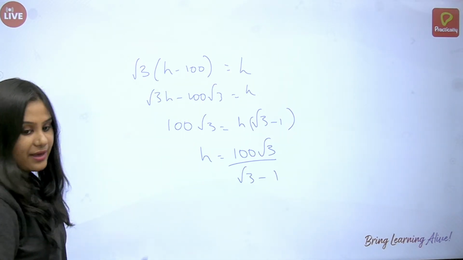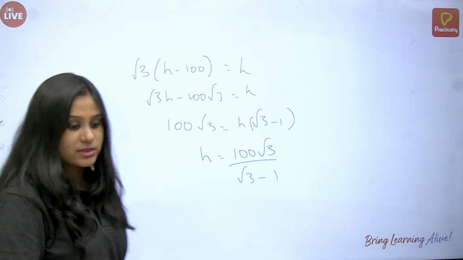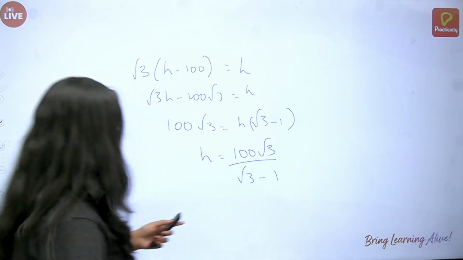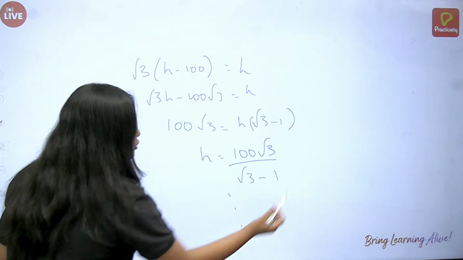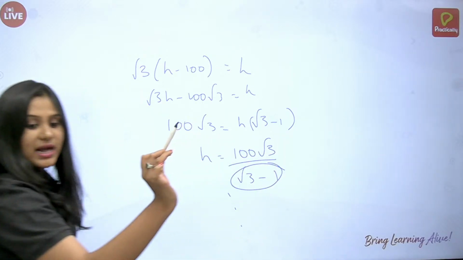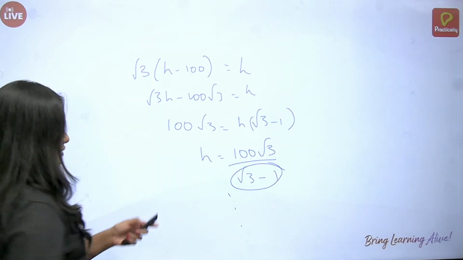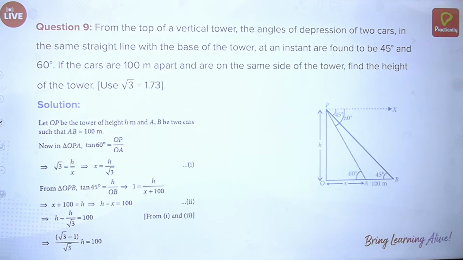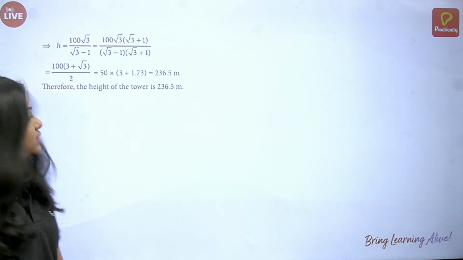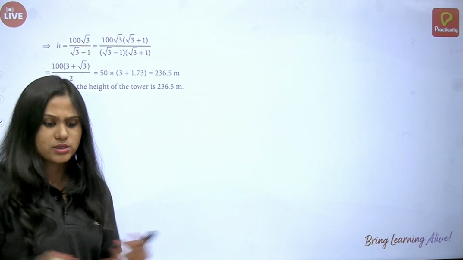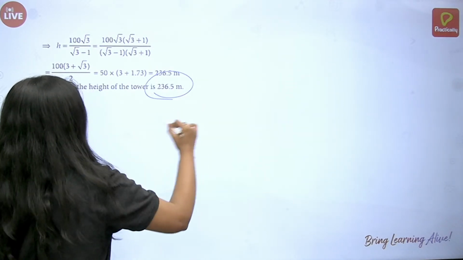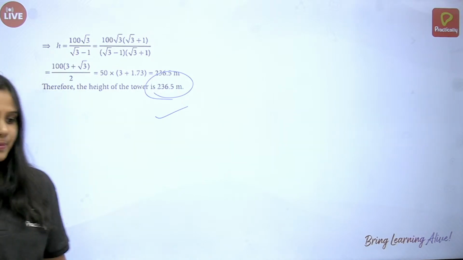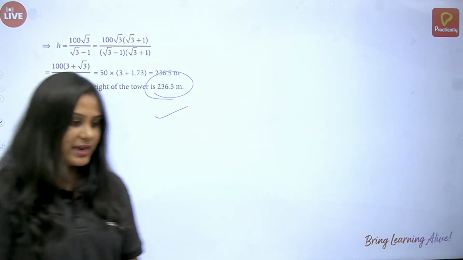I'm literally doing every step. Sarthak gave me the answer. Very good, 236.6. Let us see. So from here you can rationalize the denominator, then do the calculation, substitute the root 3 value which is given. That is nothing but 1.73. So 236.5 to 236.6. Okay, very good, Sarthak. Keep it up. Good. All right. Next.